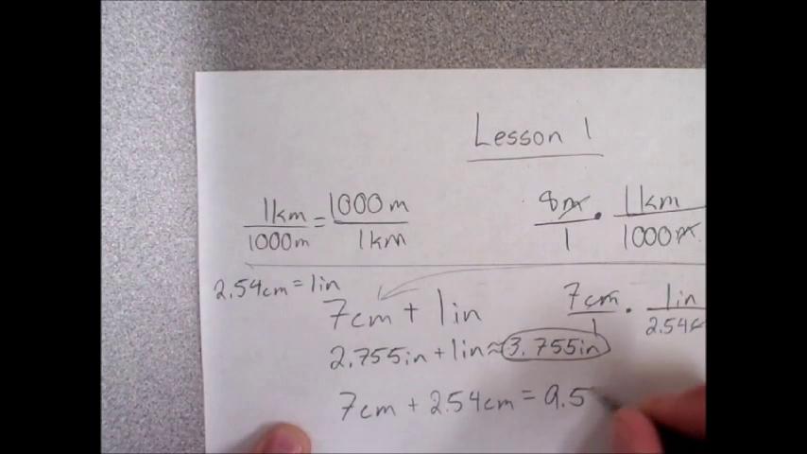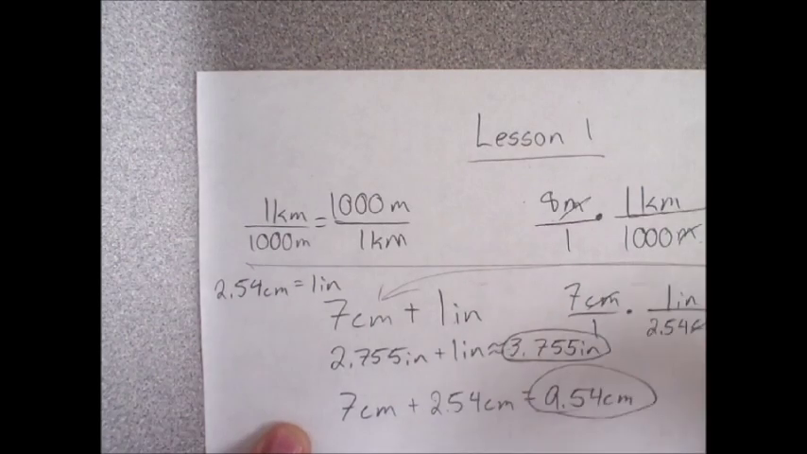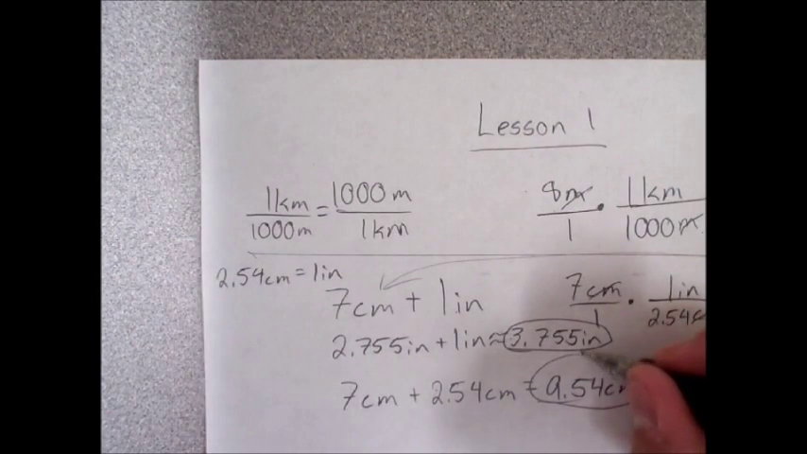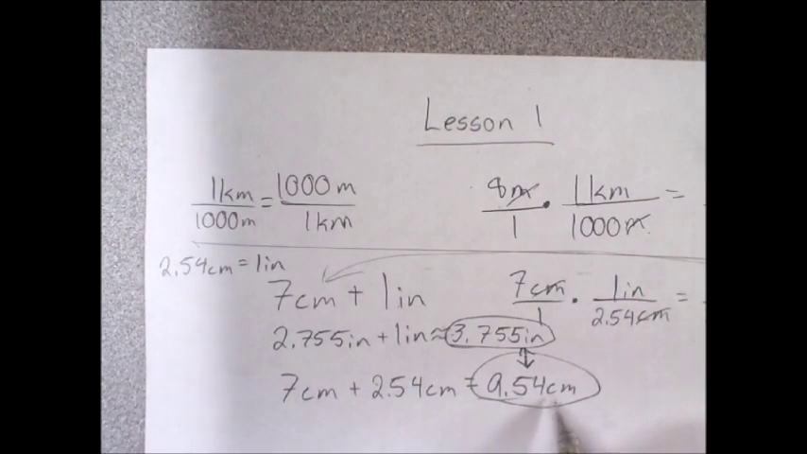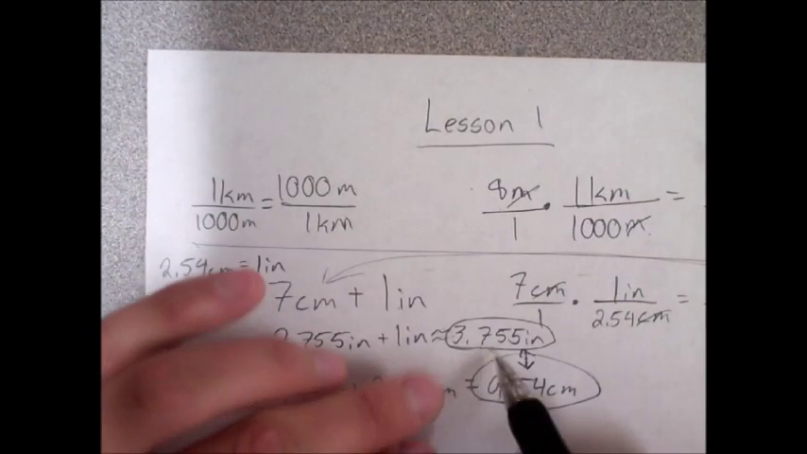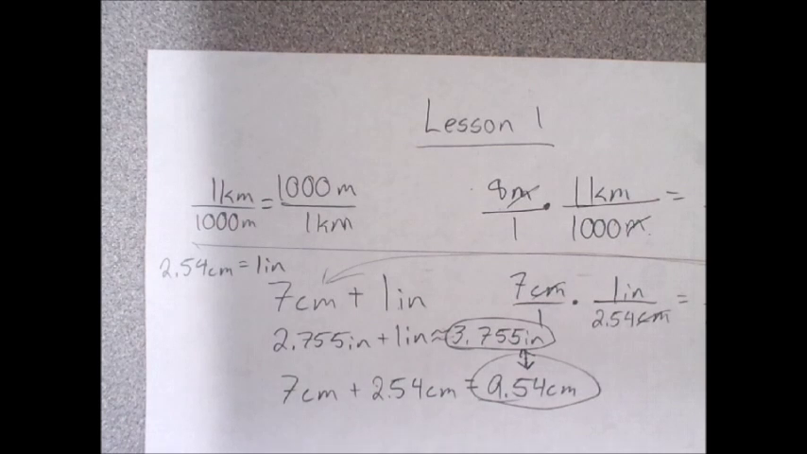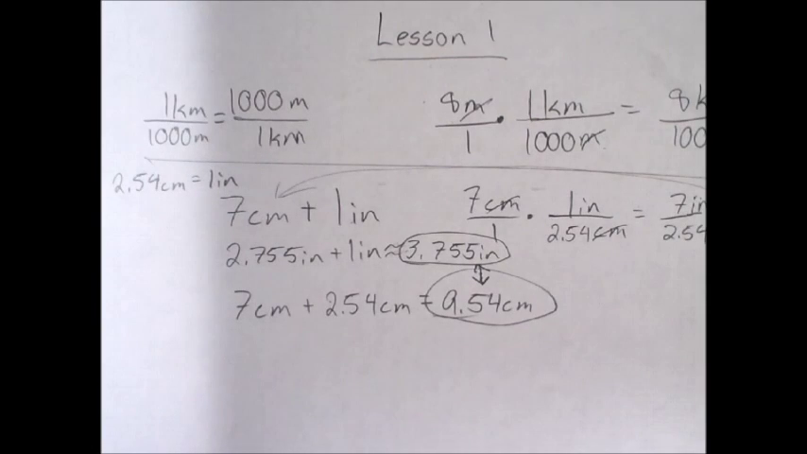And that would give me 9.54 centimeters. Okay. So these answers are equivalent. They should be exactly the same. If I was to take 9.54 centimeters and divide it by 2.54, I should get 3.755. Okay? They should be exactly equivalent. They are one and the same. Now, typically the question will specifically ask you for your answer in inches or your answer in centimeters. So be careful when you're reading these to make sure that you are able to do it.